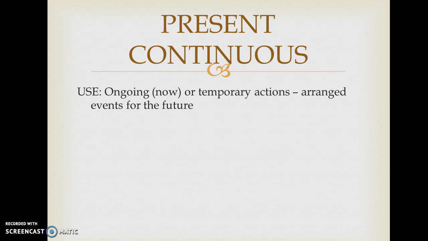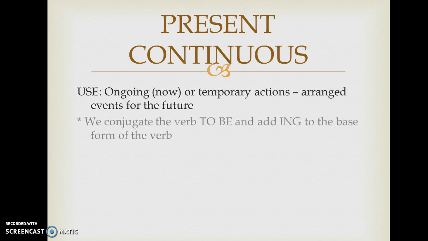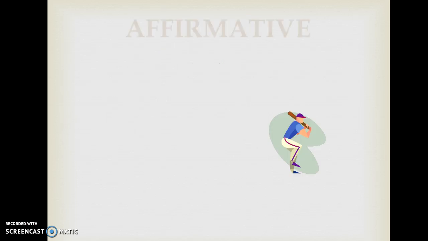Arranged events are activities that we plan beforehand with a specific time, a specific moment, and sometimes it involves another person when we have agreed to do something in the future. And here is a clarifying note. When we talk about the present continuous, we use the verb to be, and we add ing to the base form of the verb.